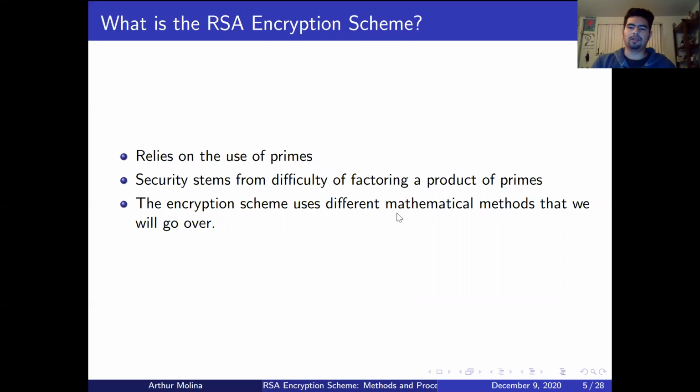What is the RSA encryption scheme? The RSA encryption scheme relies on the use of primes, and its security stems from the difficulty of being able to factor a product of primes. Also, we'll be going over the different mathematical methods that are used in the RSA encryption scheme, such as Fermat's Little Theorem and Euler's phi function.